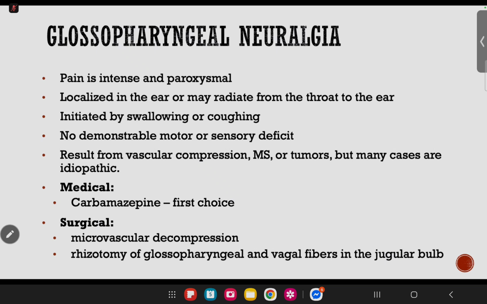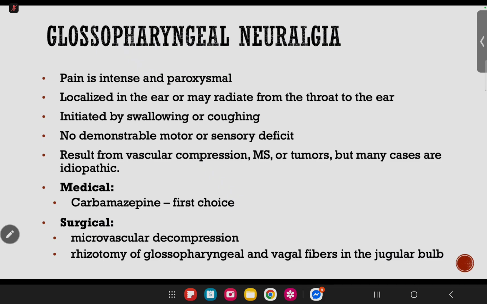Pain is intense and paroxysmal. It originates on one side of the throat, approximately in the tonsillar fossa. In some cases, the pain is localized in the ear or may radiate from the throat to the ear because of the involvement of the tympanic branch of the glossopharyngeal nerve. Spasms may be initiated by swallowing or coughing, and there is no demonstrable motor or sensory deficit.